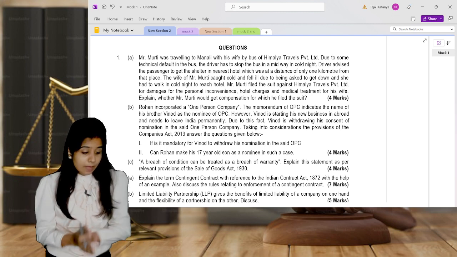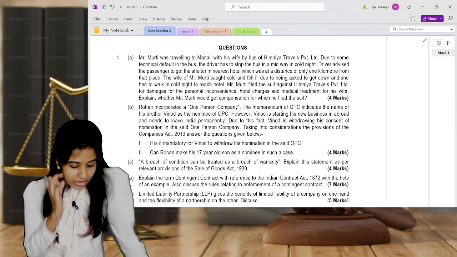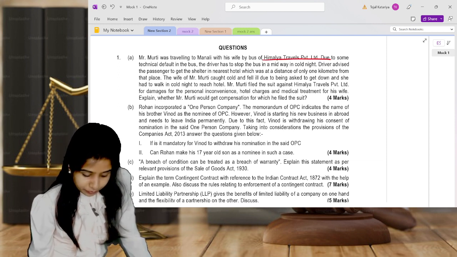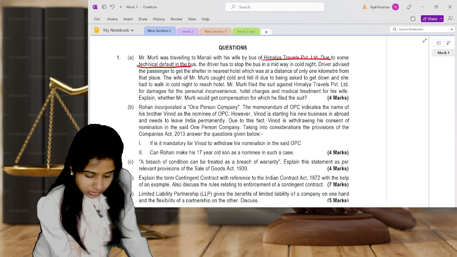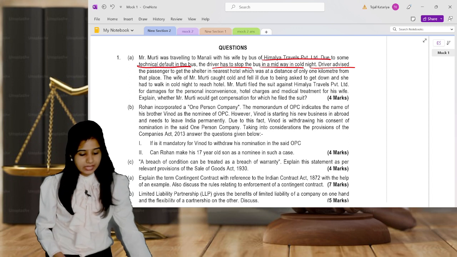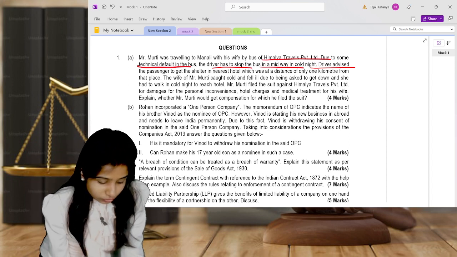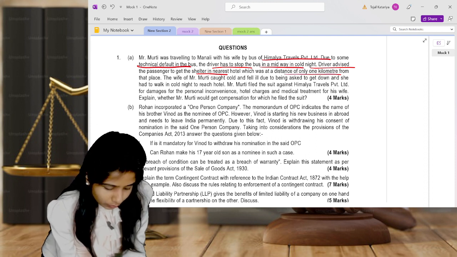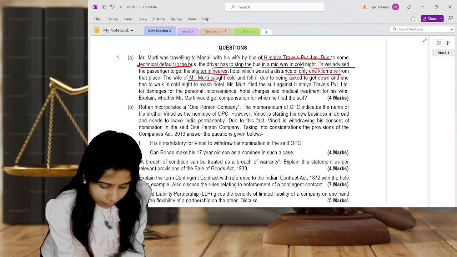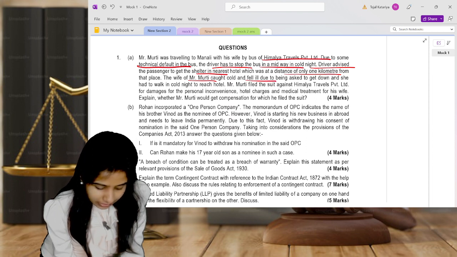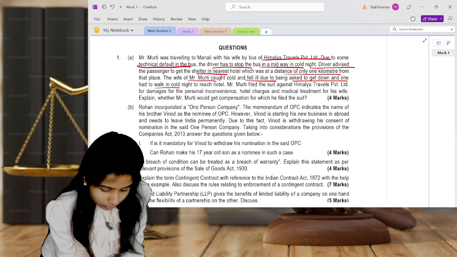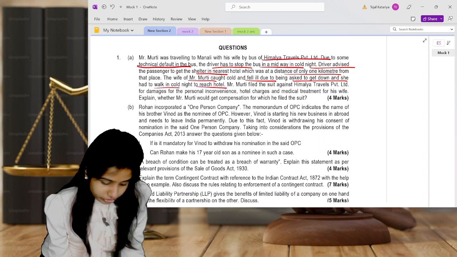The first question is, first A, Mr. Murthy was traveling to Manali with his wife by bus of Himalaya Travels Private Limited. Due to some technical defaults, the driver has to stop the bus midway in the cold night. The driver advised the passengers to get shelter in the nearest hotel, at a distance of approximately 1 kilometer from the place. Wife of Mr. Murthy caught cold and fell ill, due to being asked to get down, and she had to walk in the cold night to reach the hotel. So she is ill now.